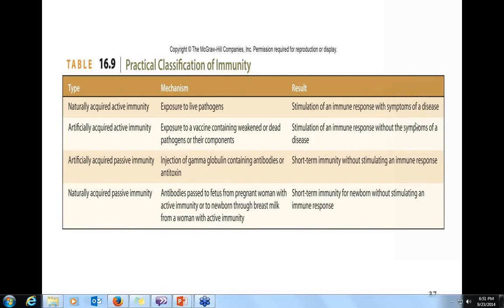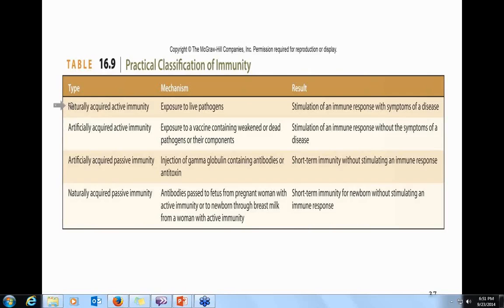There's a few ways to get immunity. Well, two types of immunity. You can get active immunity or you can get passive immunity. Active immunity involves you actually making the antibodies and the active lymphocytes. So your body is actually doing this. And it can either be naturally acquired or artificially acquired.